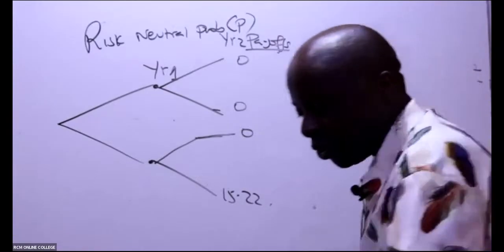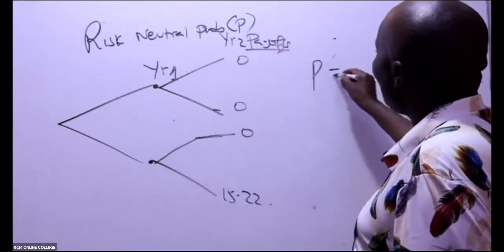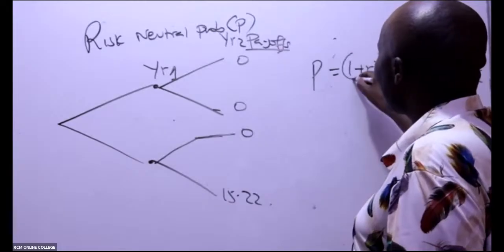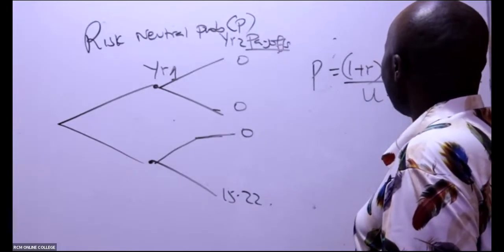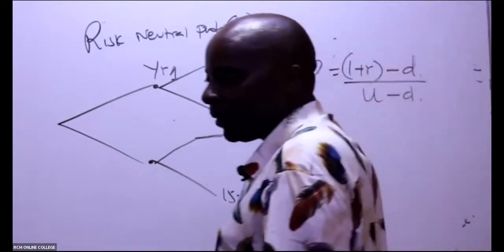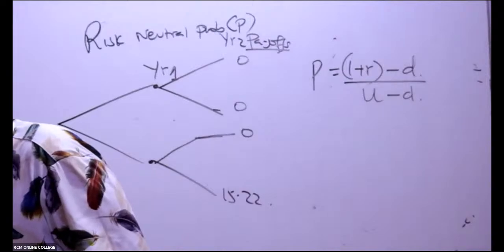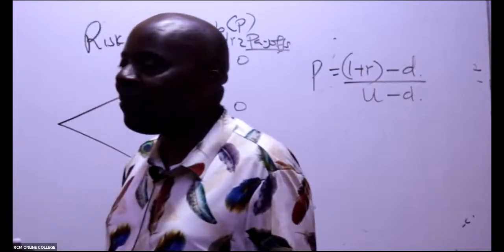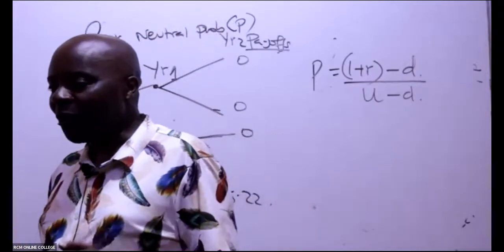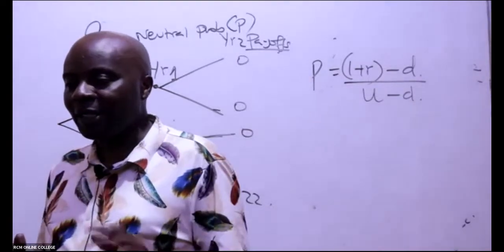What you need to do to get this probability of risk-neutral, you will take 1 plus R. You subtract D, all over U minus D. Is there somebody who is able to remember the U and the D? If you can work without the trees, the better. But I think schematic presentation of a work simplifies things.